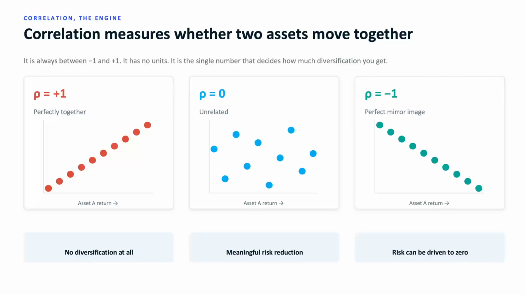And on the right, correlation of -1. A perfect mirror. One goes up exactly as the other goes down. And here we will see this in a moment. Risk can be driven all the way to zero.